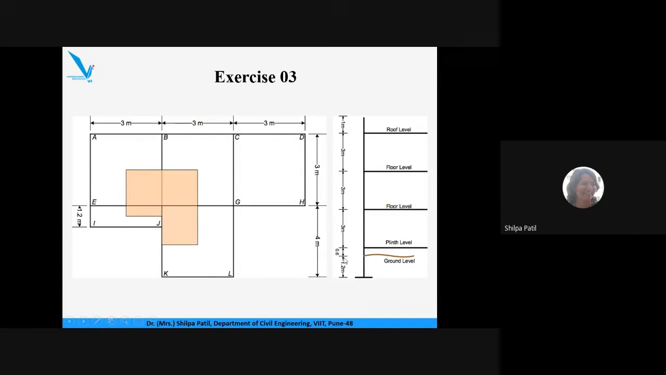Below the ground, the height is 1.2 meter, and above the ground up to plinth, the height is 0.6. So the total height of the column up to plinth level is 1.2 plus 0.6, which is 1.8. If I want to design this column, I will design for 1.8 meter height. But if I want to provide the same design for upper floor columns, the length of the column is different there. The length of all other floor columns is 3 meter.